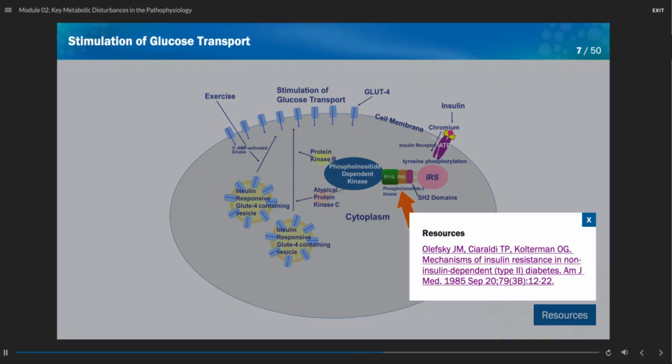and then moving of the GLUT transporters to the cell wall, and then glucose transport by passive diffusion. Another thing to notice in this particular slide is the exercise in the upper left-hand corner. You notice that it can, by activating 5' AMP kinase, also transport the vesicles to the cell membrane and allow glucose transport through the GLUT4 transporters. So it's a fascinating process, and understanding how that all works has been an interest of mine through the years.